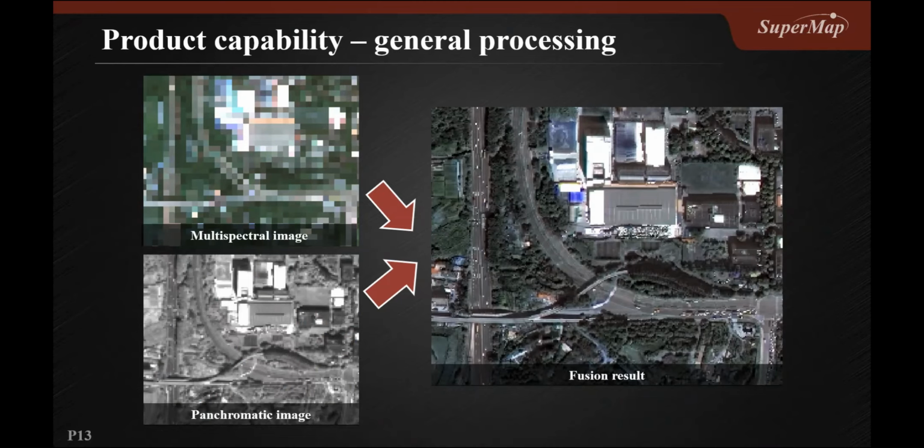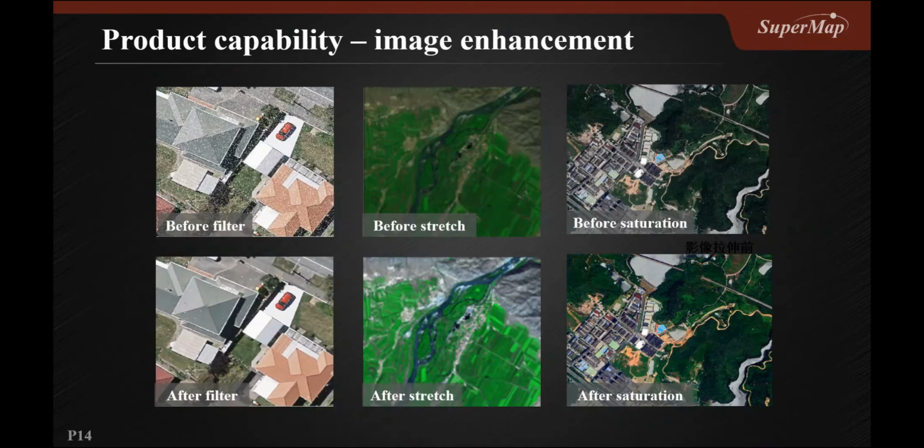By using ImageX Pro to fuse the two types of images, we can obtain an image with both high spatial and spectral resolution. What's more, our product also supports several image enhancement methods, such as image filter, image stretch, and image saturate adjustment.